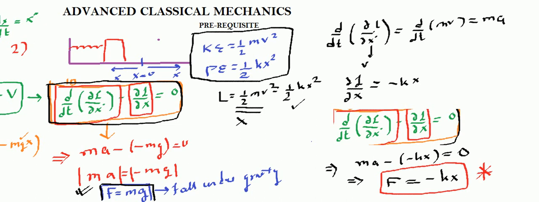So here, by giving the information of half mv square and half kx square, I told the Lagrangian, hey look, I am using the simple harmonic oscillation.